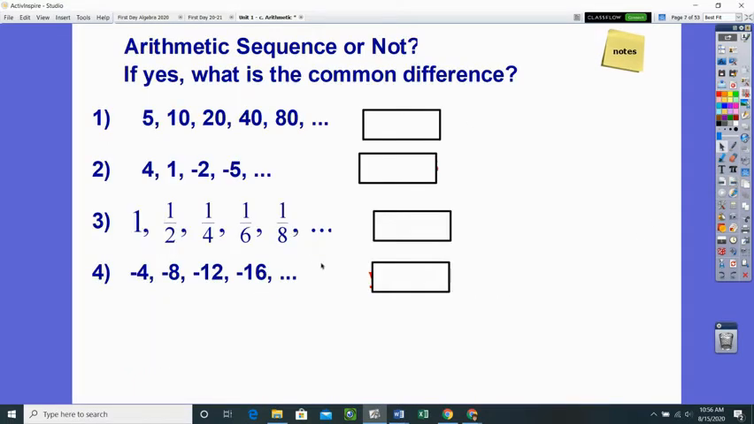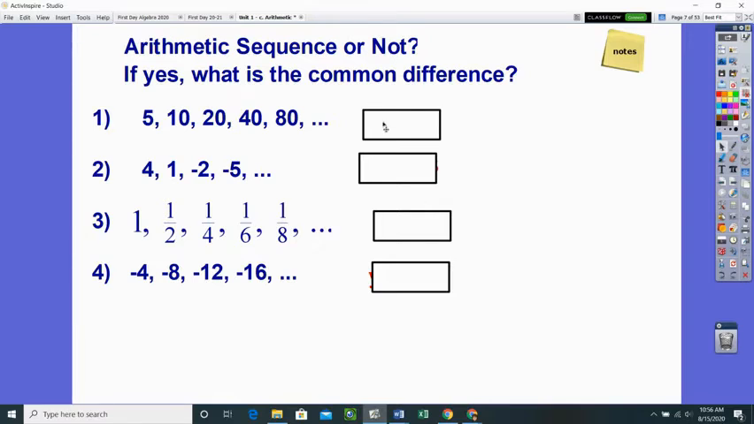So just look at these really quickly. Pause the video, and what I want you to do in your work section is just 1, 2, 3, 4. Is it a yay or a nay? Yes, that it's arithmetic, or no. And if it's yes, write down what the common difference is. Pause the video and do these 4, please.